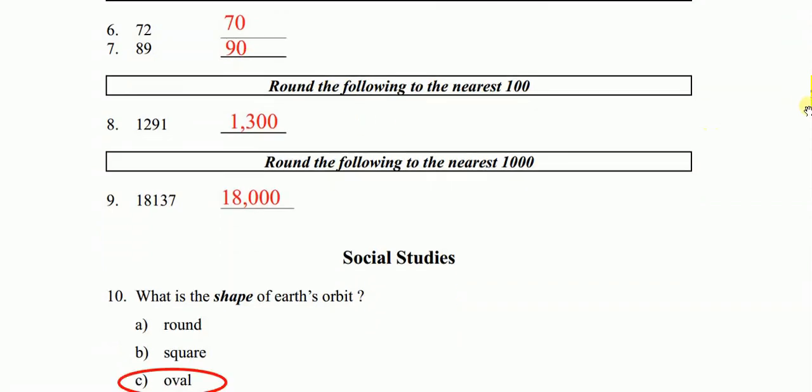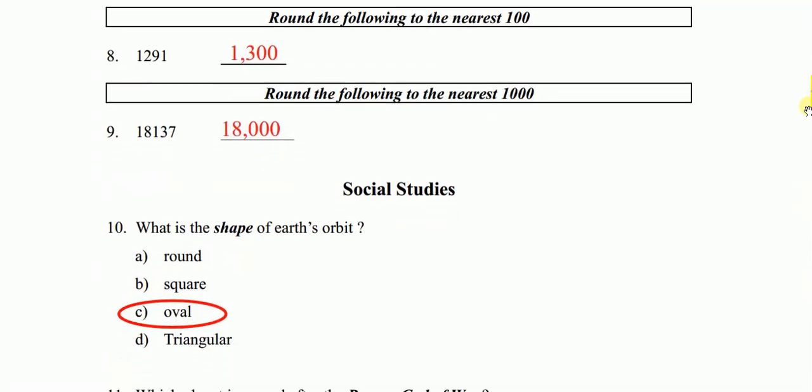Same thing applies for number 8, which says round to the nearest 100. So now we look to the hundreds column, and in the hundreds column we have 2 in 1,291. So we look to the number to its right, which in this case is 9, and since it's in the rounding up group, we're going to add 1 to the digit that we're rounding, which is 2. So 2 and 1 would be 3, and we put 0 for the rest. So 1,291 to the nearest 100 becomes 1,300.